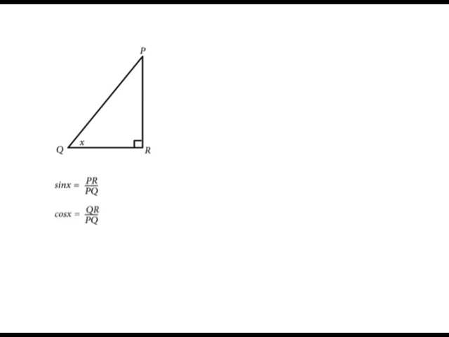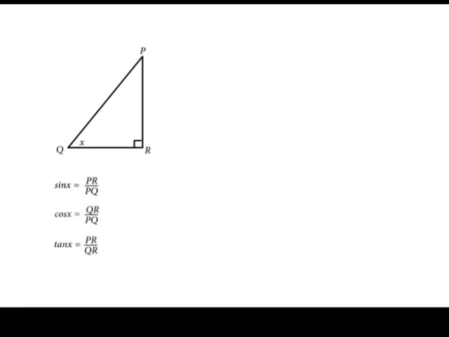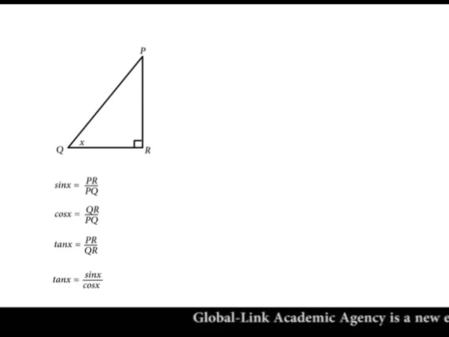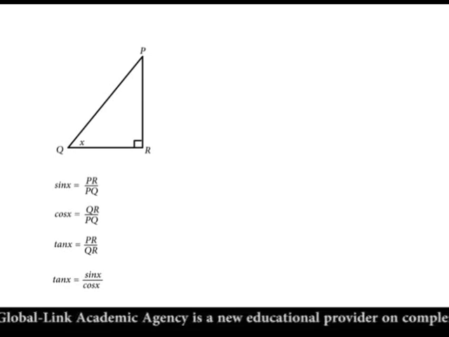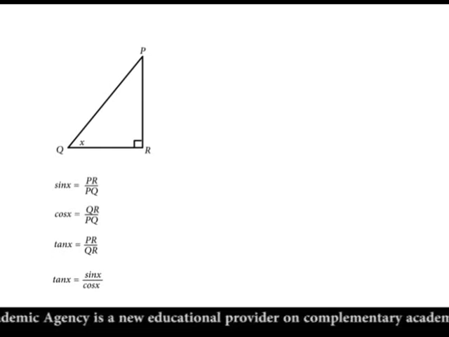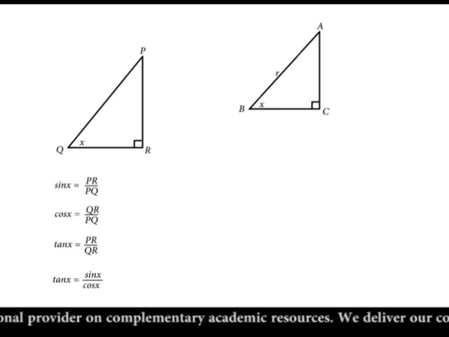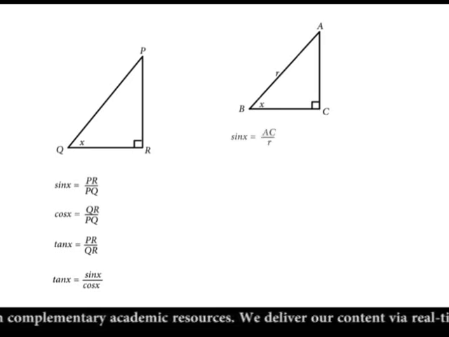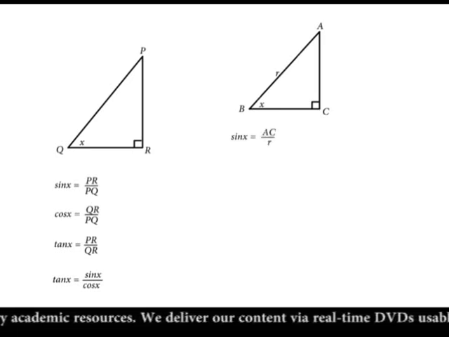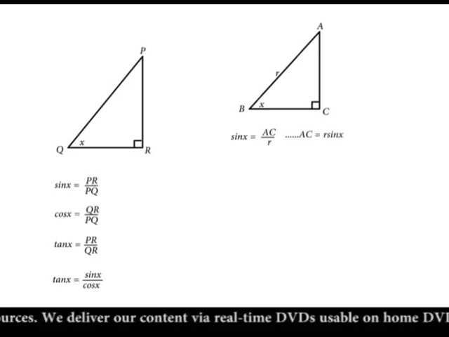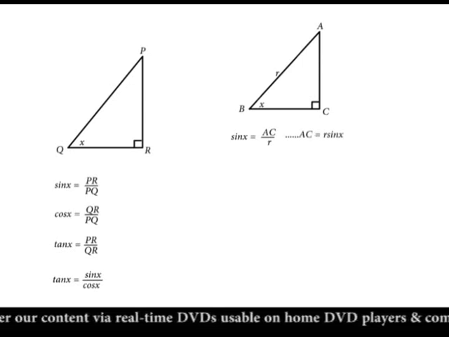and tan X is PR over QR. We also know that tan X is equal to sin X over cos X. We now want to derive a more complex relationship of these trigonometric functions. Considering this smaller triangle ABC, sin X is equal to AC over R, and therefore AC is equal to R sin X. That's simple cross multiplication.